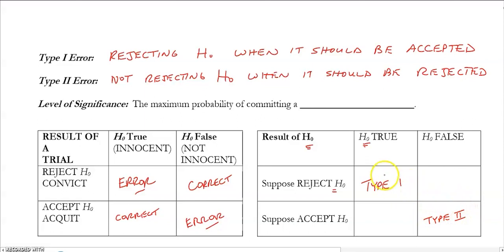Now, we are going to keep in mind the probability of making a type 1 error when we're dealing with hypothesis testing. Okay, so you're going to see the level of significance of alpha. Alpha represents the probability of making a type 1 error, rejecting H naught when it should, in fact, not be rejected or should be accepted.